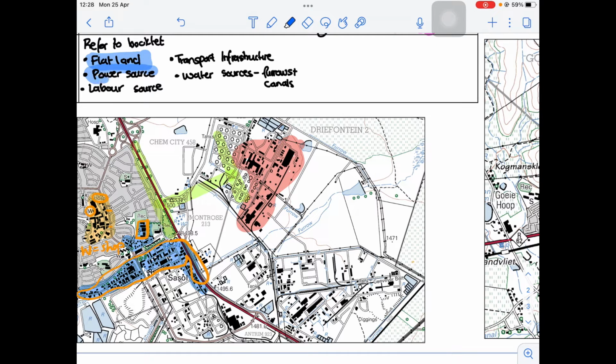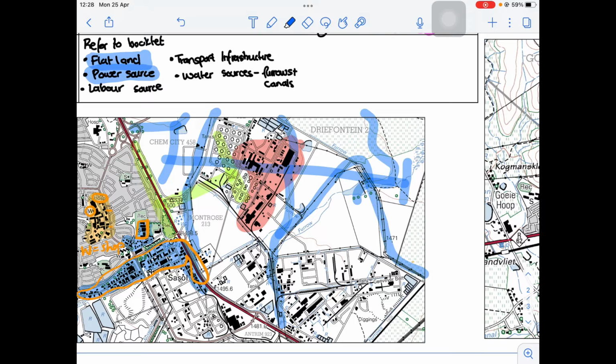Then what you're going to look at is also having a power source. And also on a map, how do we see flat land? Well, we look for the spacing of the contour lines. Here you can see contour lines are very far apart, so that land in that region is nice and flat. We need a power source, so you're going to see your power cables. Okay, there's the power lines coming into the area, bringing in energy and electricity to power those machines and factories.